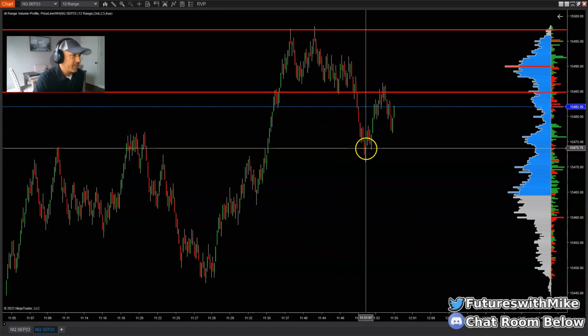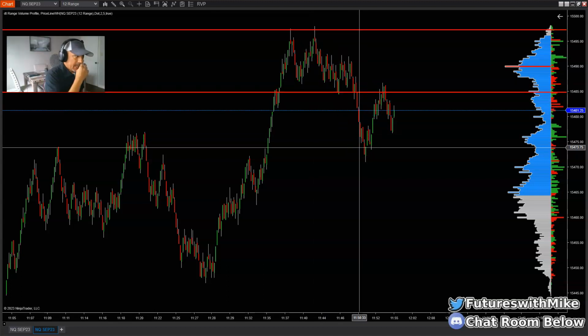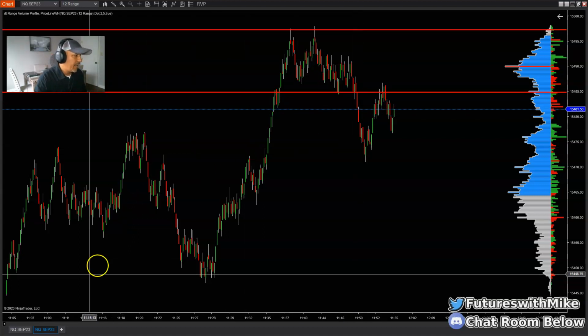Slightly bearish on the NASDAQ on the lower time frame, my 12 range chart, but the higher time frame, we still are depicting or have a bullish bias. So we'll see what happens.